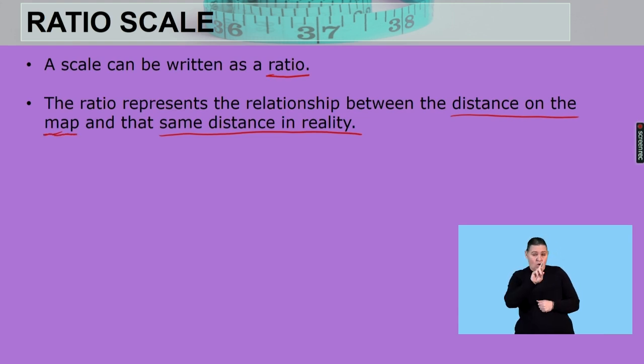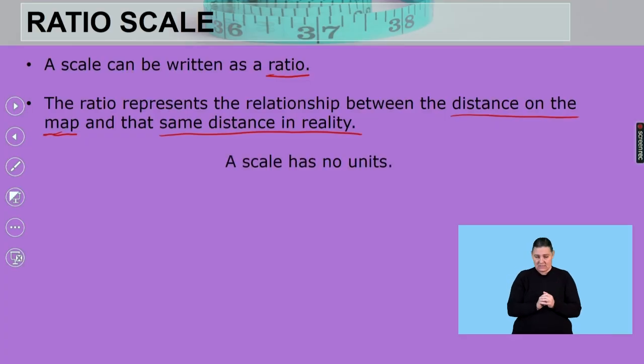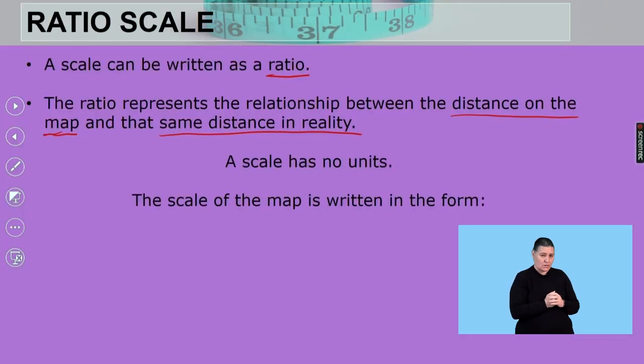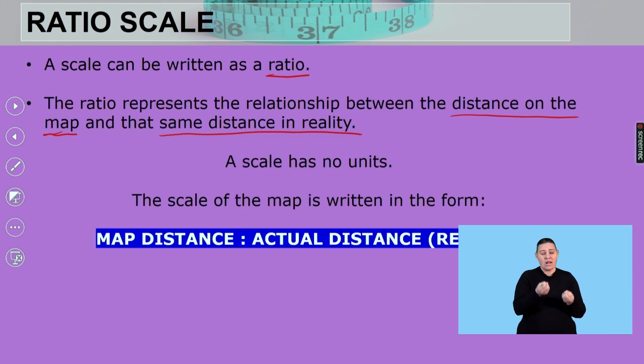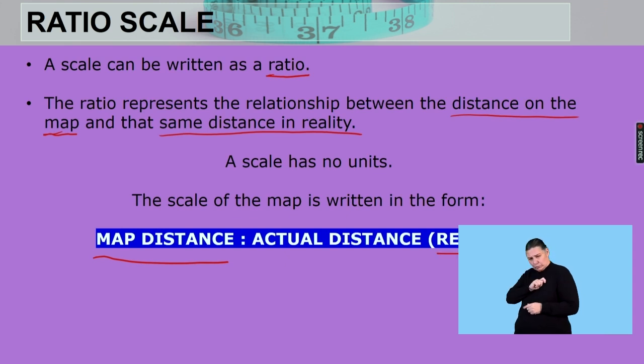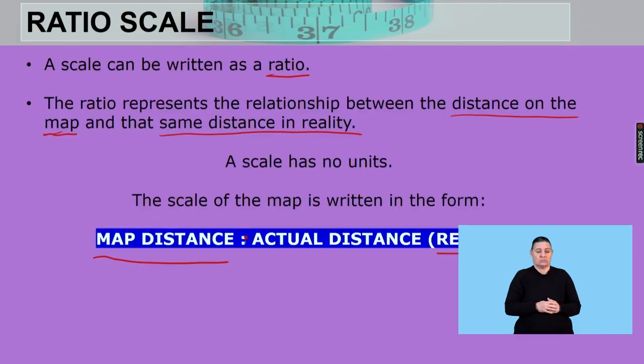Remember, ratio deals with the same unit. So a scale has no units. And when we look at this now, let's get the next one out. The scale of the map will then be written in the form map distance on the left to actual distance, or distance in reality, on the right-hand side. And the two dots, the colon, separates the two. All right, let's see how this works in an example.